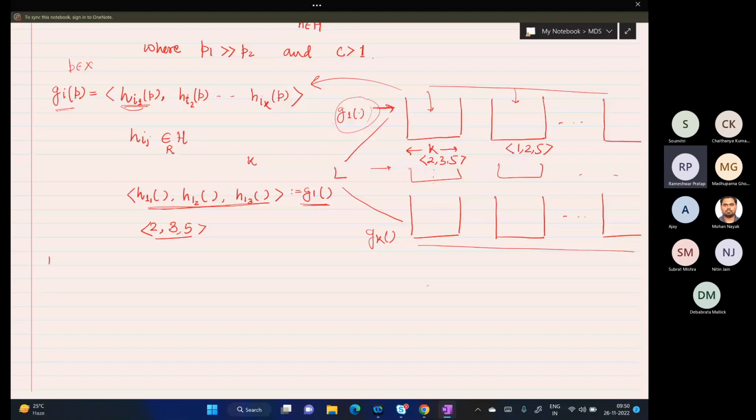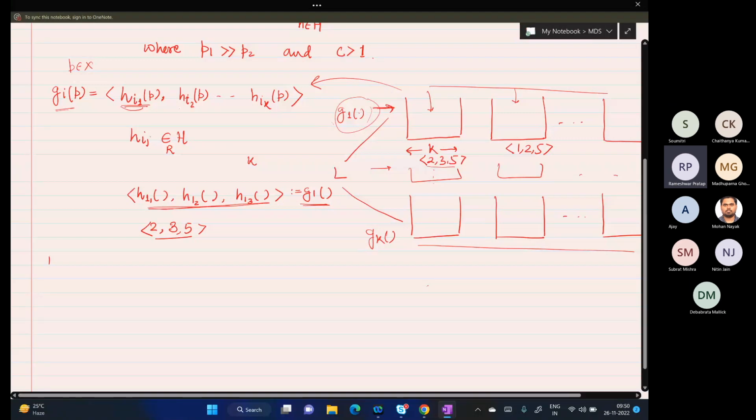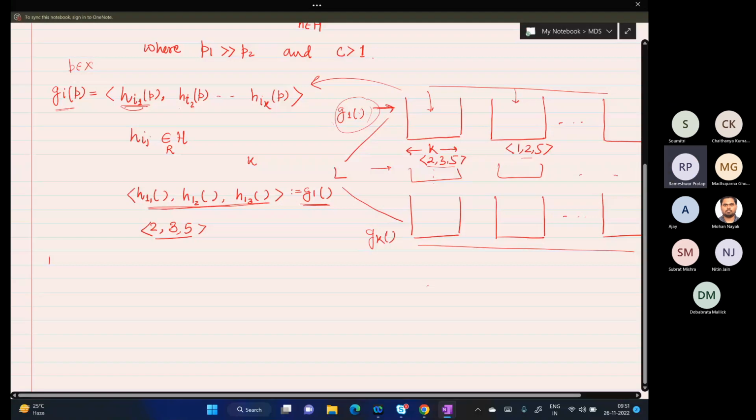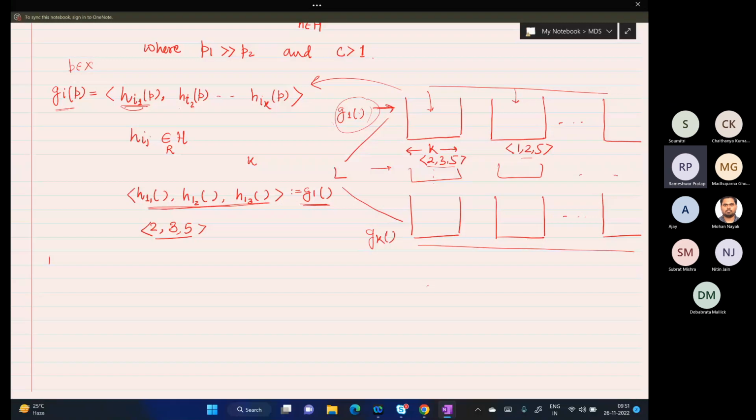Suppose you get the first point and you get some hash value, say 2, 3, 5. You generate a new bucket, assign it the ID 2, 3, 5, and map that point into that particular bucket. Suppose you get another point and the bucket ID is 1, 2, 5. You create a new bucket, assign it the ID 1, 2, 5, and map that point into that bucket, and so on. Whenever required, you generate a new bucket, assign that ID to it, and map the point to that particular bucket.